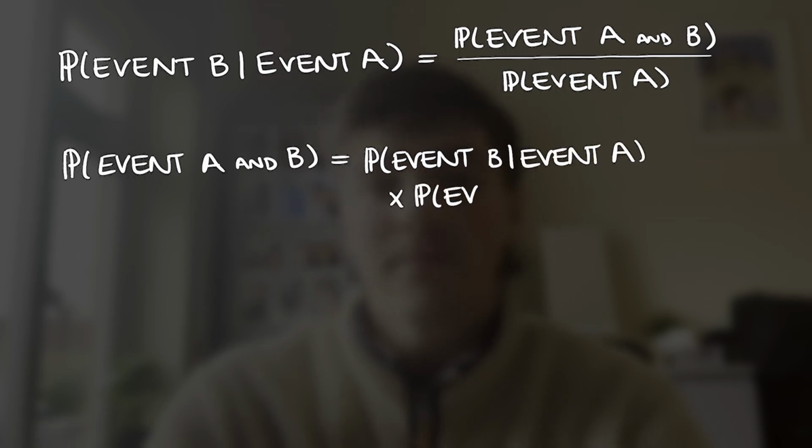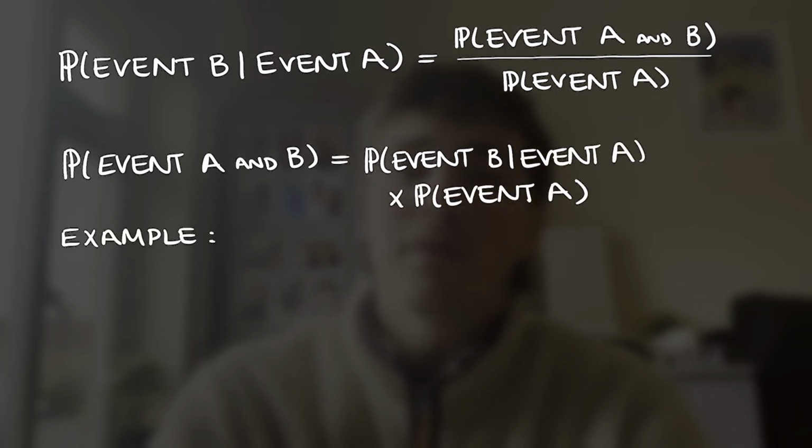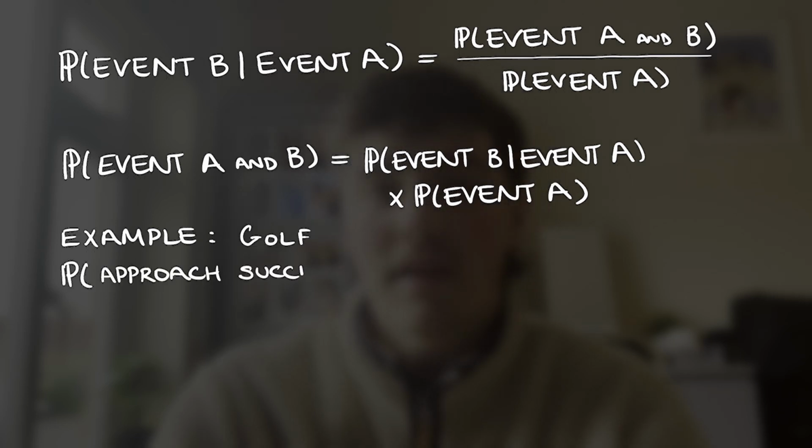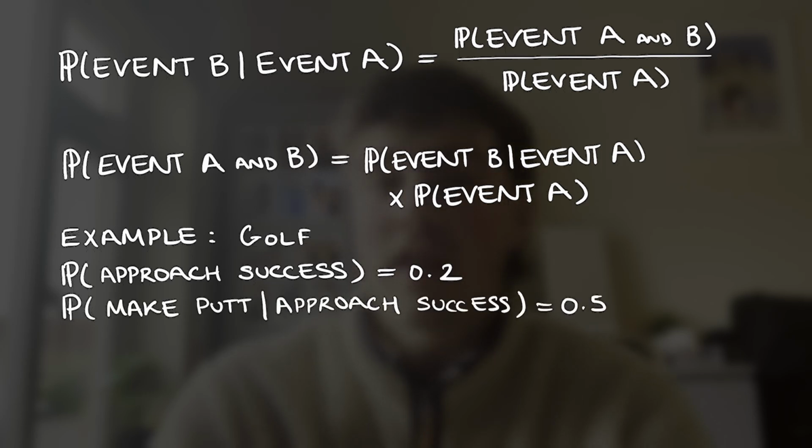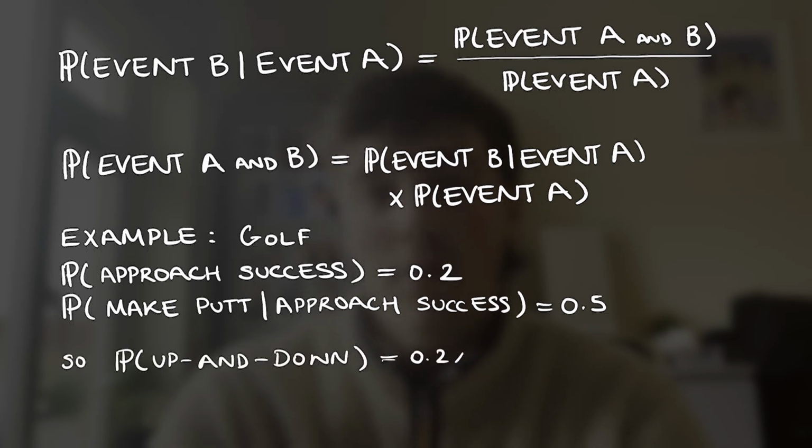This can be rearranged to find the probability of event A and B, or vice versa, depending on what we know. Let's take this example in golf, whereby we have the probability of a successful approach, the shot onto the green, is 0.2, and we have the probability of a successful putt, given a successful approach, is 0.5. We can therefore say the probability of a classic up and down in golf, whereby we have 1 approach shot and 1 putt, is 0.2 times 0.5, which equals 0.1.